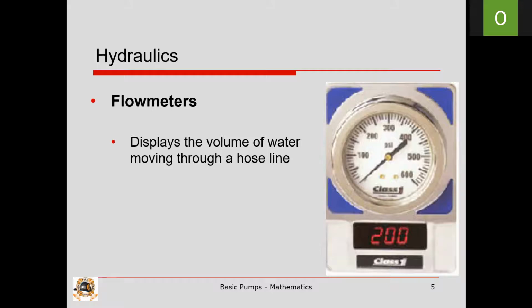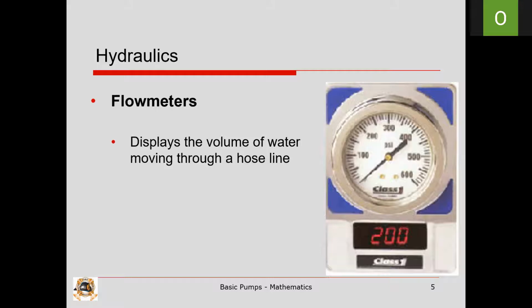When that impeller spins, it's at the discharge. The water going by it just spins faster and faster, and it generates how much water is coming out. You need to know how much pressure you're set at. I don't care what this says, it displays the volume of water moving through a hose.